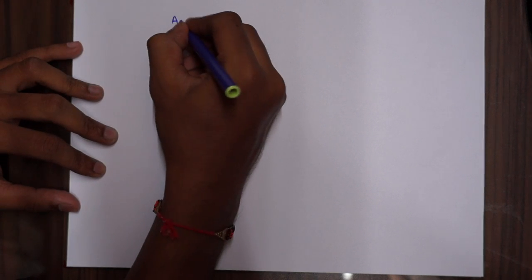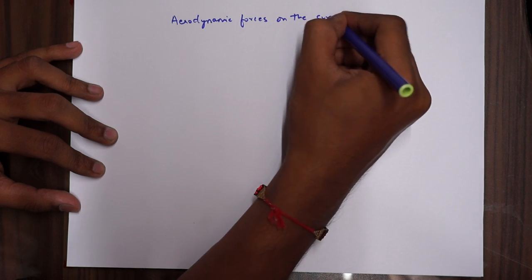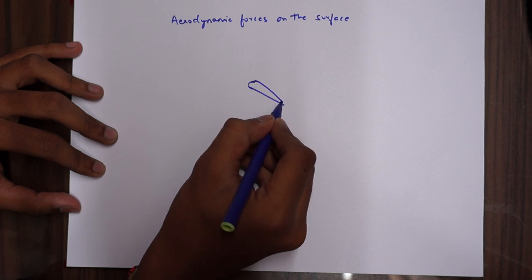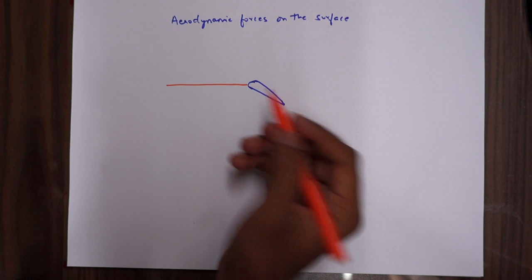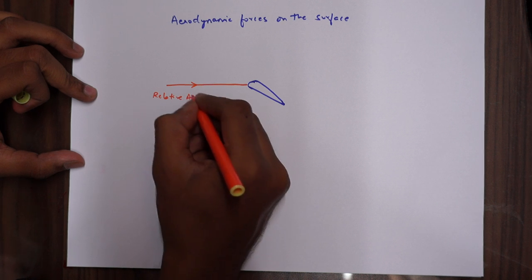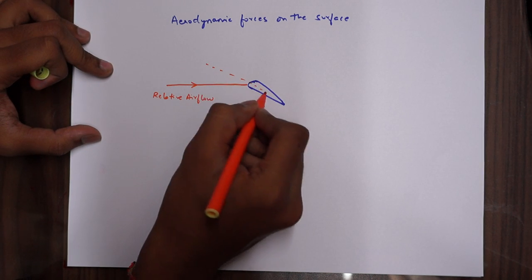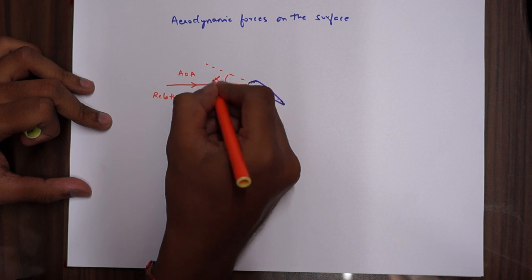Alright, so next we'll discuss aerodynamic forces on the surface. It's an important topic. Aerodynamic forces on the surface. So again, I'll draw an aerofoil. Okay, and we have a relative airflow, say, from this side. Alright, so this is your relative airflow. And as you can see, this is the chord line from the leading edge to the trailing edge. This is the angle of attack. Angle of attack, alpha. Okay.